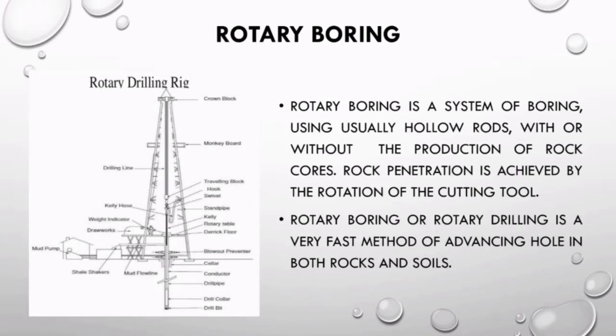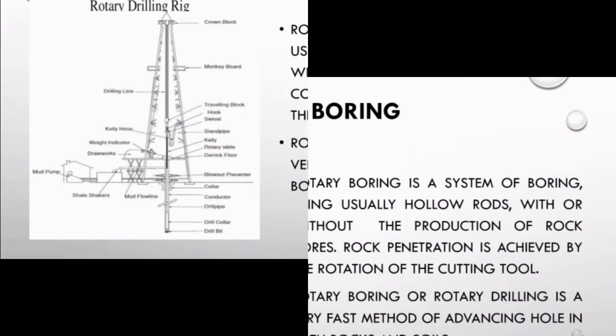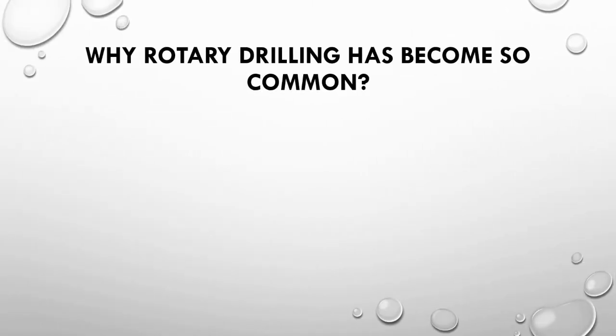Rotary boring. Rotary boring is a system of boring using usually hollow rods, with or without the production of rock cores. Rock penetration is achieved by the rotation of the cutting tool. Rotary boring or rotary drilling is a very fast method of advancing a hole in both rocks and soils. Why has rotary drilling become so common?